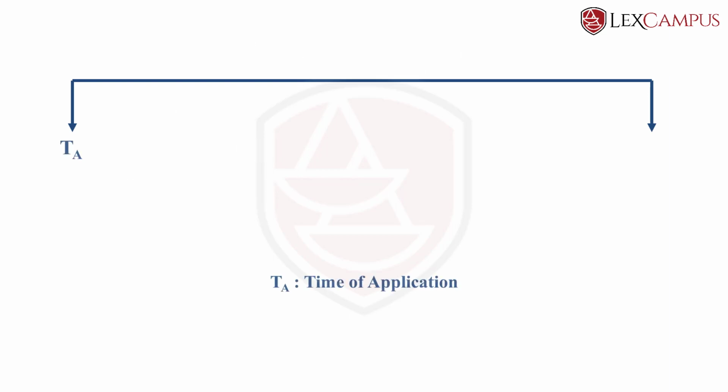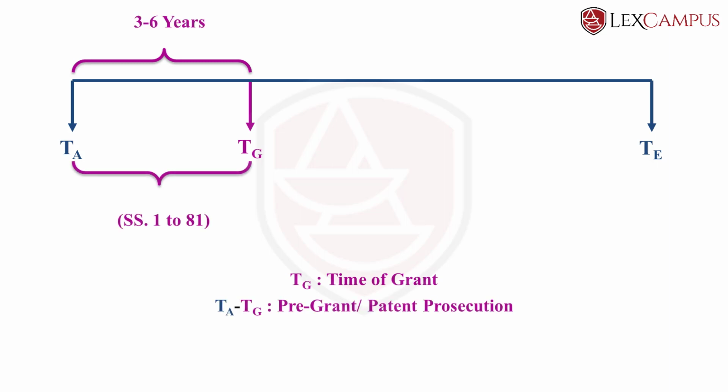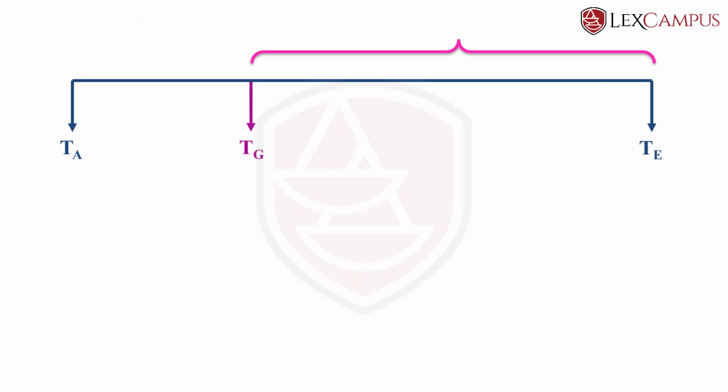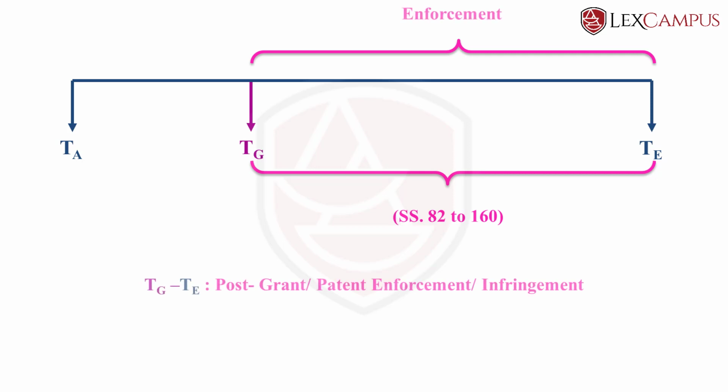The life of a patent is actually between these 2 points. It is between TA and TE. From the day you apply for the patent, that is from TA, up until TG, that is the time of grant, it takes on an average 3 to 6 years to get granted. From TG to TE, soon after the patent is granted, the patent has its remaining life, and this time period is what we call the time in which a patent is enforced. Patent enforcement happens between TG and TE.